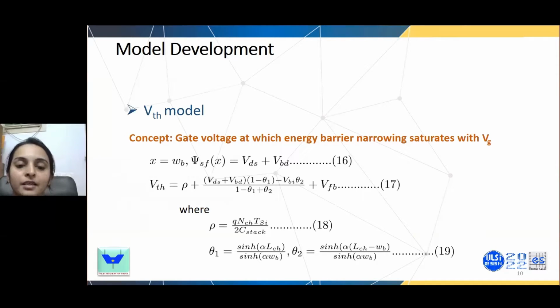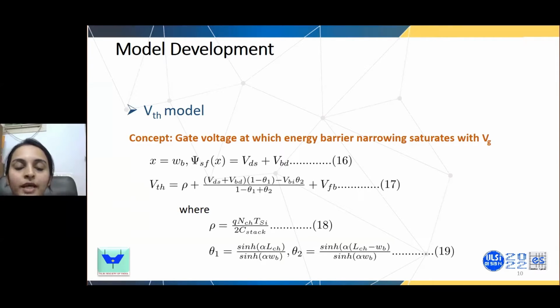In a TFET, the gate threshold voltage is the gate voltage at which the energy barrier narrowing saturates with the gate voltage. That means in TFET, everything is related to band-to-band tunneling. So here, the definition is that the gate threshold voltage is the gate voltage at which the energy barrier narrowing saturates. That is, if you further increase the gate voltage, you cannot find any promising change in the energy barrier. The narrowing will be almost saturated. So that gate voltage is the gate threshold voltage.